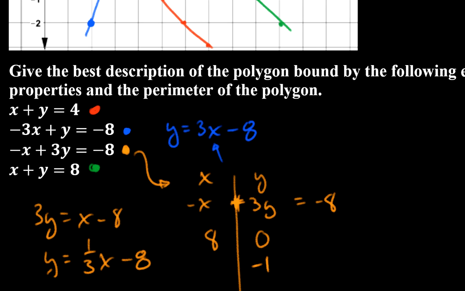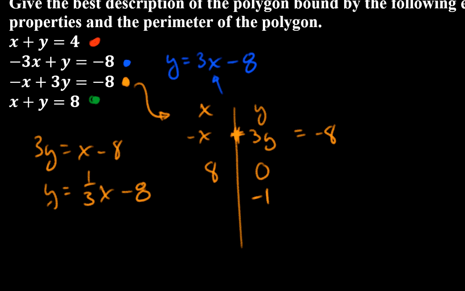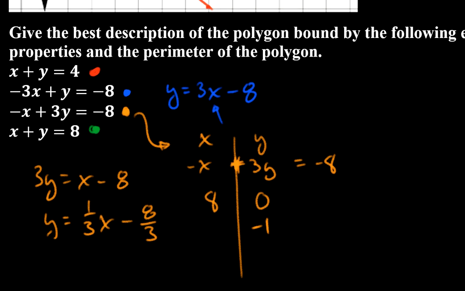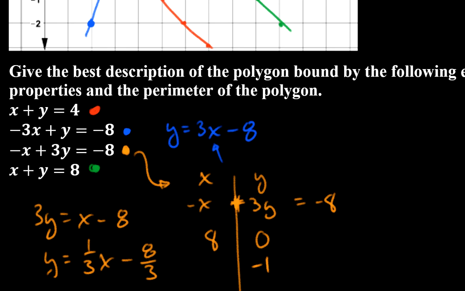1/3 times 9 is 3, and 3 minus 8 is -5. Oh, gosh, I should probably take a nap. This should be 8. Oh, that is 8. But in my ridiculous defense here, this should be 8/3. No wonder nothing seems to be working right.